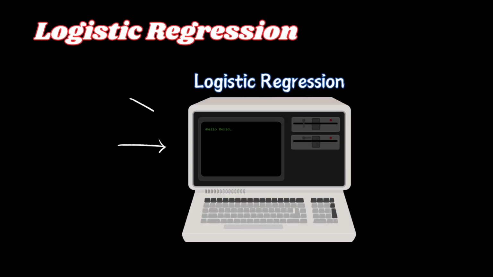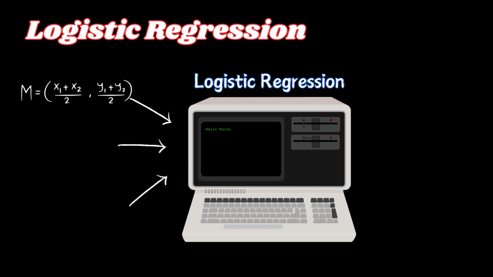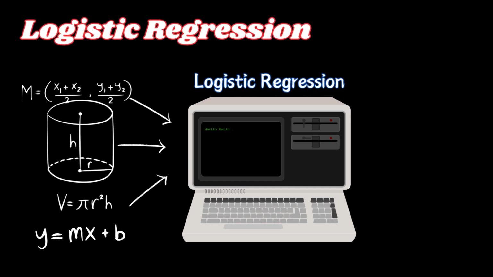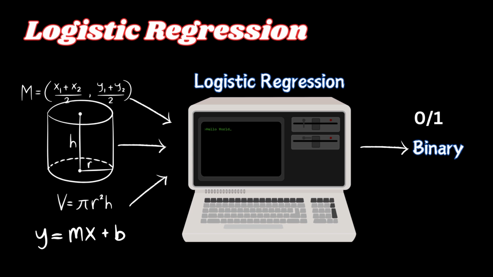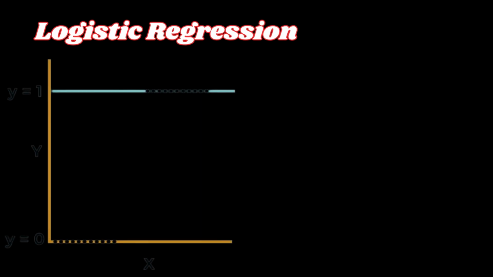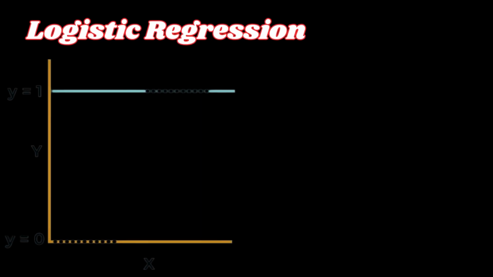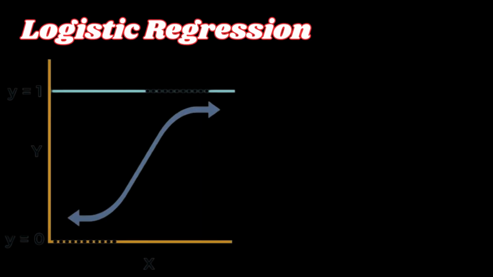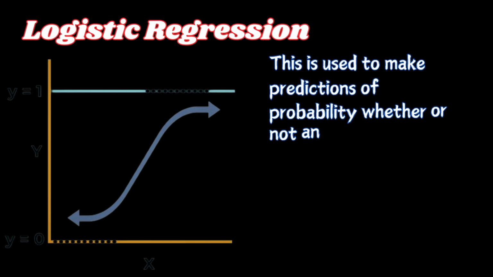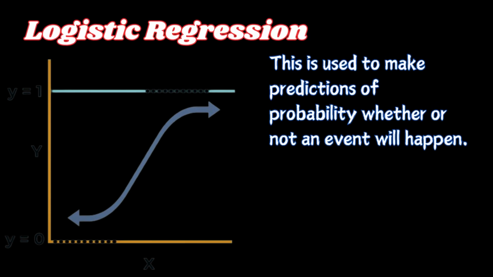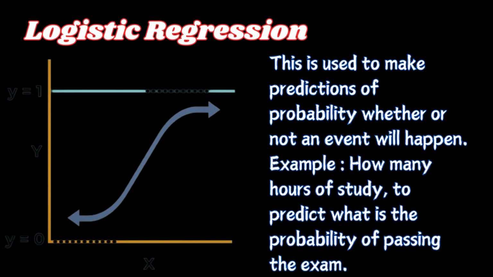The input data for logistic regression can be multiple numerical type input, but the output data will be binary, either 0 or 1, indicating true or false values. The logistic function in the model of logistic regression fits an S-shaped curve to this data. This is used to make predictions of probability whether or not an event will happen, such as how many hours of study to predict what is the probability of passing the exam.